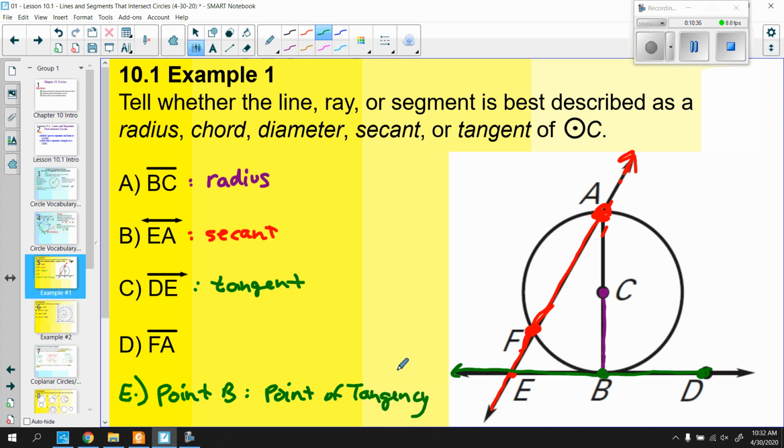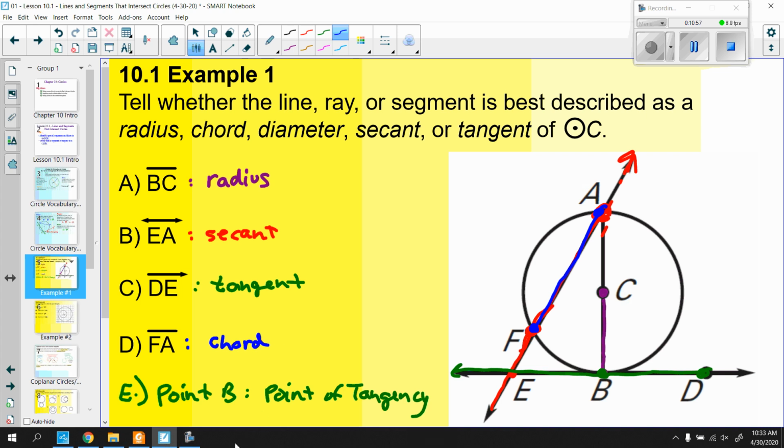Okay. Last one. This definitely isn't hitting everything. There's words that just aren't getting used. Segment FA. So I've got to look, I've got to find it. It's segment FA. It's overlapping. It goes from here to here. So just the segment. We just got done talking about this. We're not talking about all this red out here and here. It's just the segment. This would be a prime example of a chord.